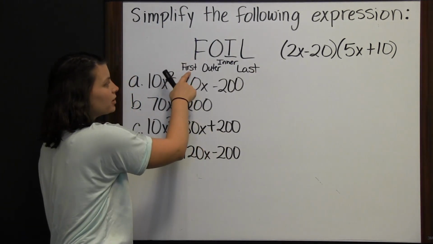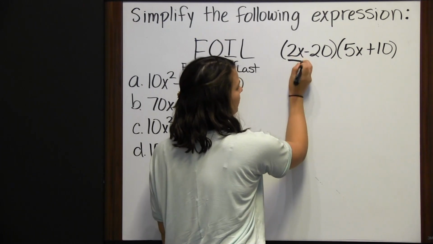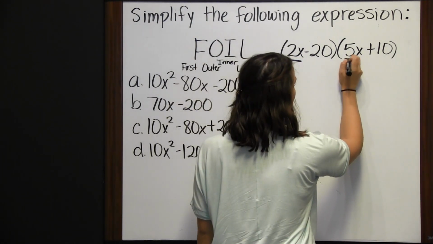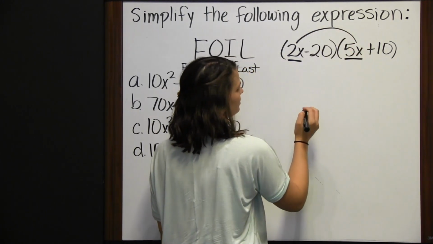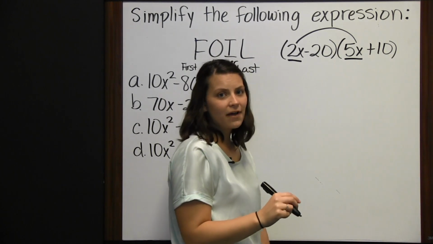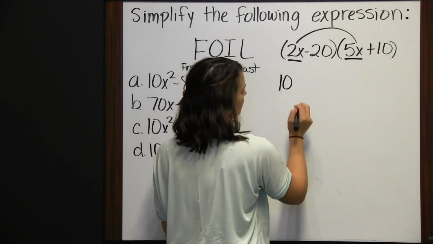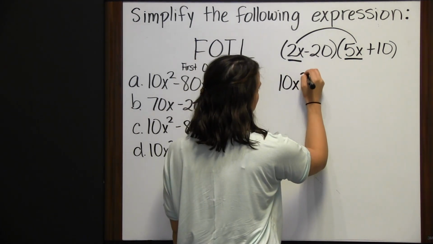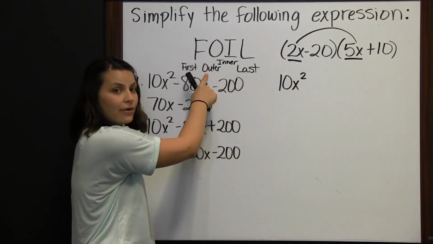So the F, first, means to multiply the first term in the first binomial times the first term in the second binomial. First times first. 2x times 5x. 2 times 5 is 10. And x times x is x squared. So it's 10x squared.